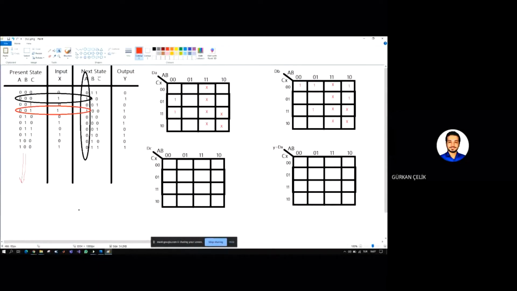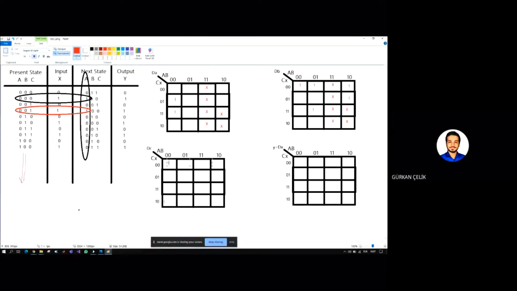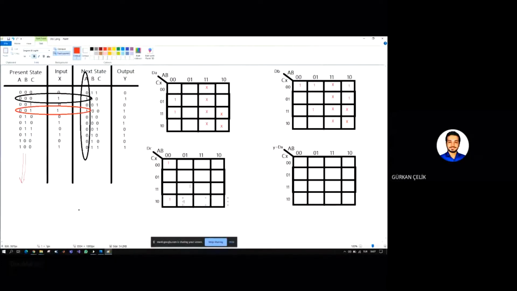And for D flip-flop C, we should follow this column. 0, 0, 0, 0. This is 1. And then we have 0, 0, 0, 0, 1, 0. So we have 0, 1, 1, 0, 0, 1, 1, 0 over here. And then we have 1, 0, 0, 1 over here. Oh wait, you already did that one. And then we have don't care parts over here.